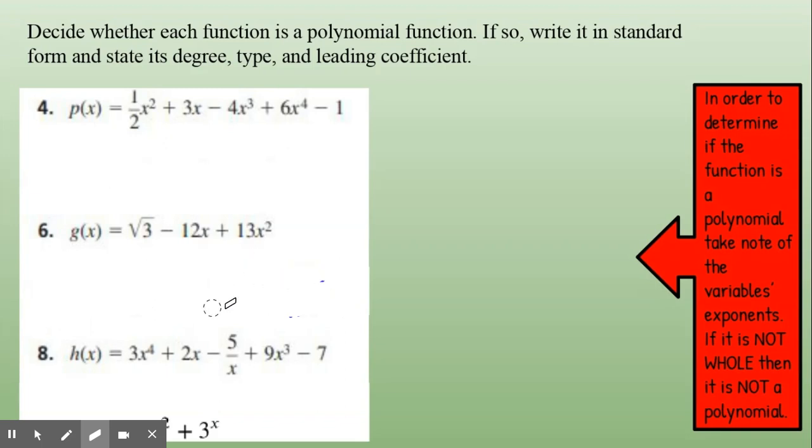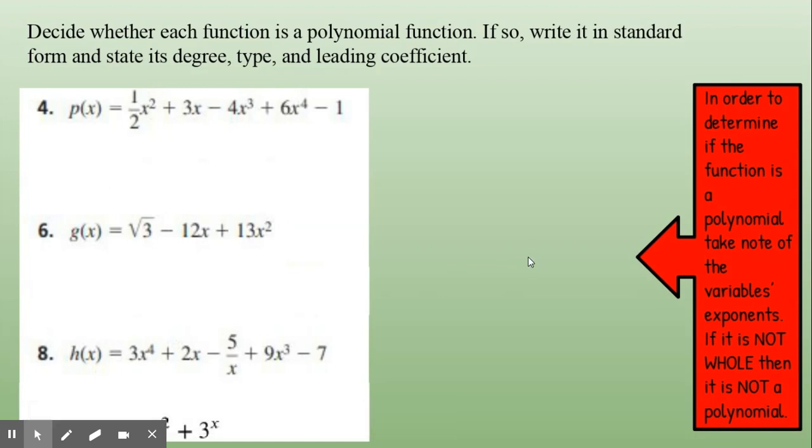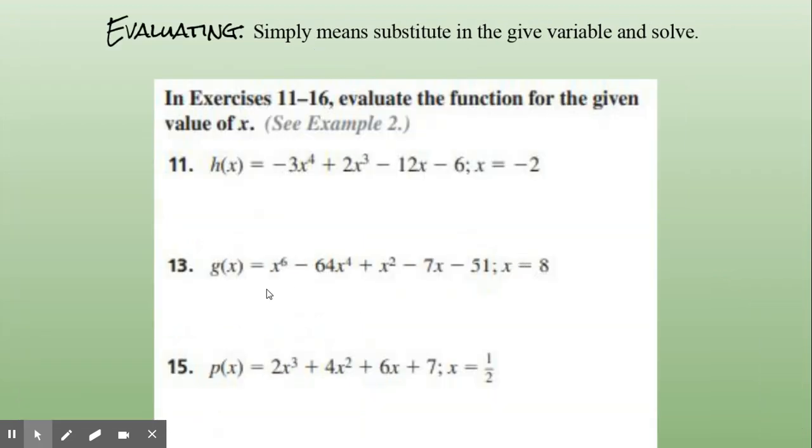Okay, and then right over there, it just says that you have to take note of your variable's exponents. If it's not a whole number, then it's not a polynomial. So again, if I look at something and I notice it does not have a whole number exponent, which we will see some as we go through practice problems, then it's not a polynomial, and we would not be able to write it in standard form or the degree, type, or any of that stuff.